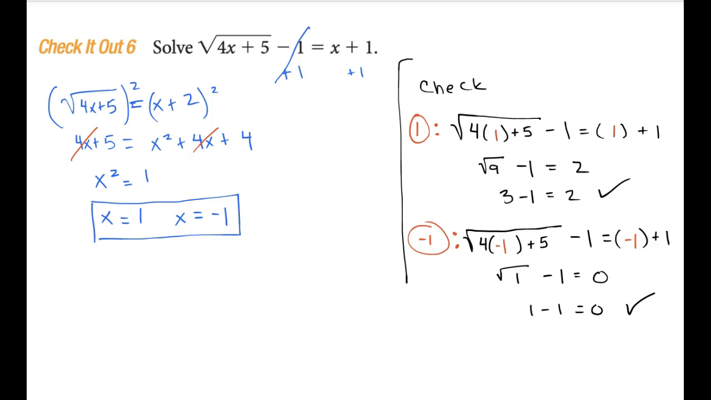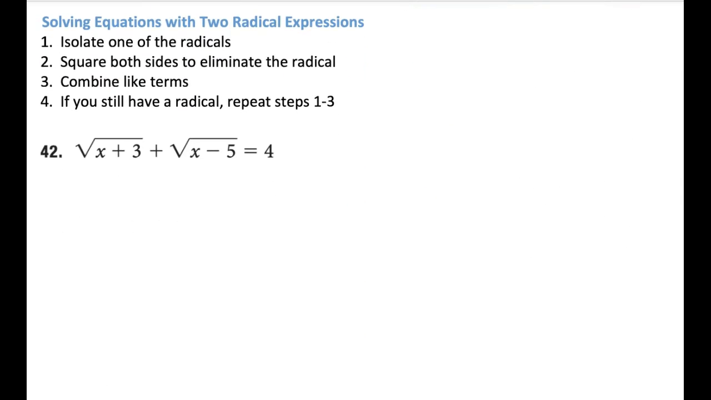All right, so I'm going to move on to solving equations with two radical expressions. This is more complicated, but it just means you do it twice, and it's not any more difficult. You just have to be careful. So the first step is to isolate one of the two radicals. Then you are going to square both sides to eliminate one radical, and then combine like terms. If you still have a radical, which you will, you're going to repeat steps 1 to 3. Once in a while you might have a certain situation that causes the radical to go away, but in most cases you won't.